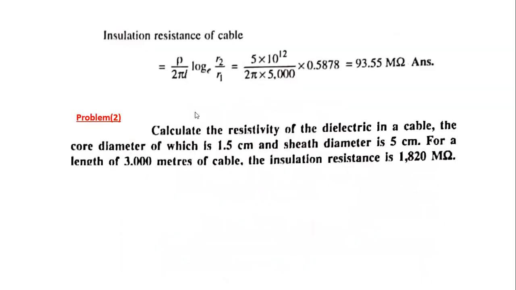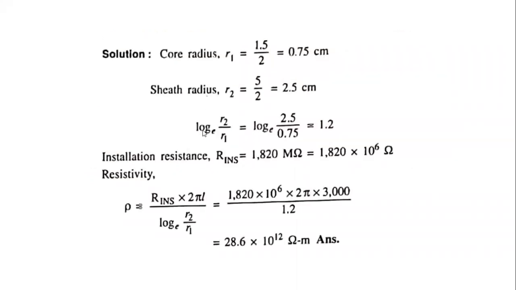And this is the formula for the specific resistance, that is R is equal to rho by 2 pi L log e R2 by R1. Okay, this is the formula for finding the resistance of a single core cable, where rho is the specific resistance and L is the length of the cable and R2 is the radius of the insulation, and R1 is the radius of the conductor. Okay, this is the formula for finding the resistance of a cable.